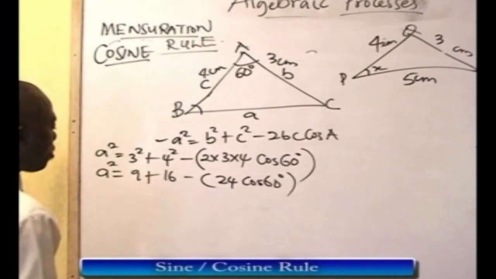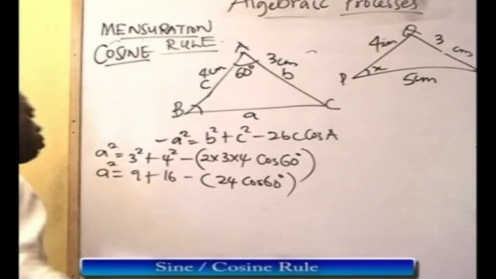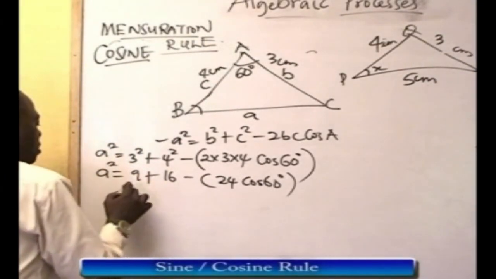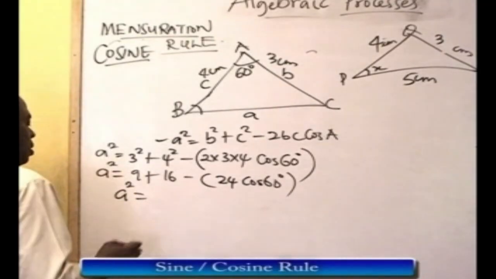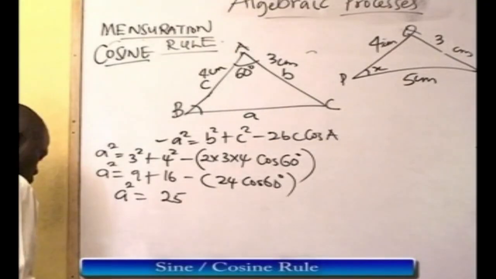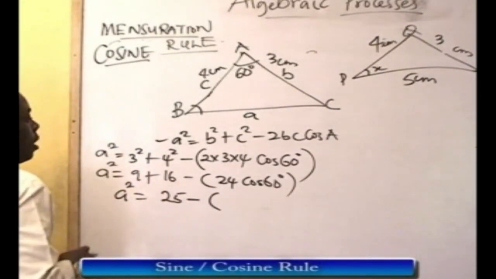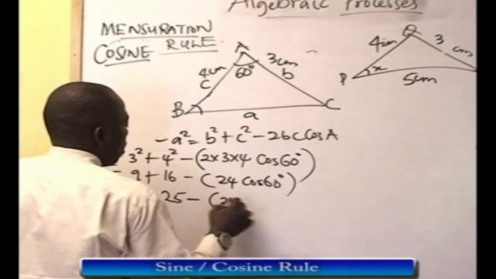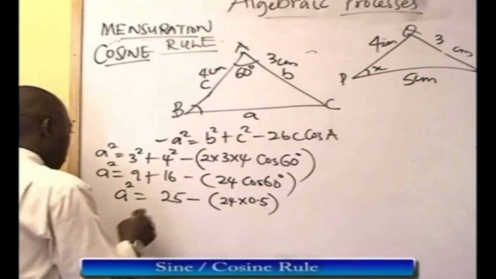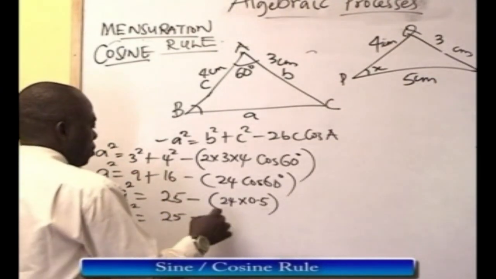If you use your calculator or your four-figure table to determine the value of cos 60, I'm sure what you get is 0.5 or half. Again, a squared is 9 plus 16, which gives you 25. And then you have minus 24 times 0.5, which gives you 12. So you have a squared equals 25 minus 12.